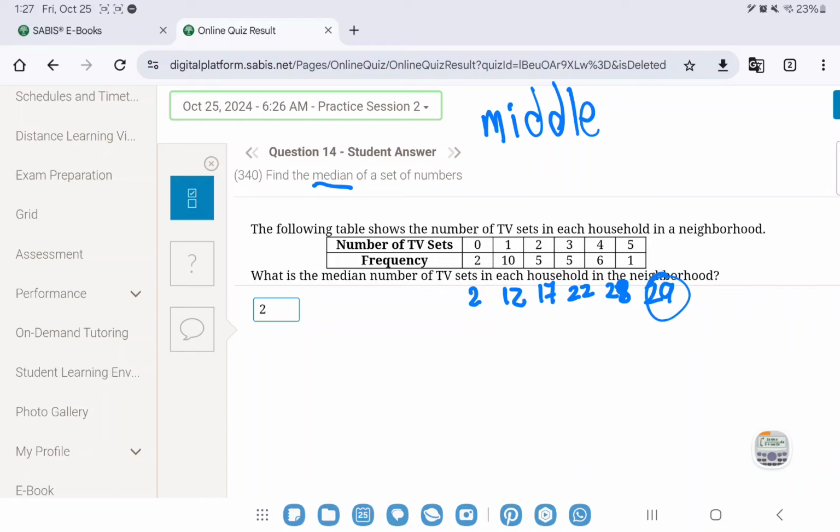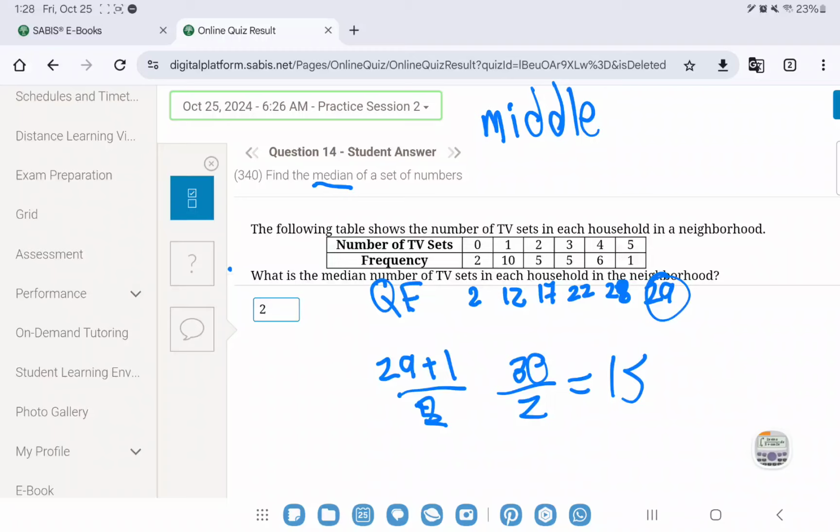If it's less than 50, here's what you do. 29 plus 1. Then divide by 2. So 30 divided by 2 is 15. What you do with this? You're gonna look where you can find 15 out of these qualitative frequencies, QF. So 15 is bigger than 12, so we don't take it, but 15 is less than 17.